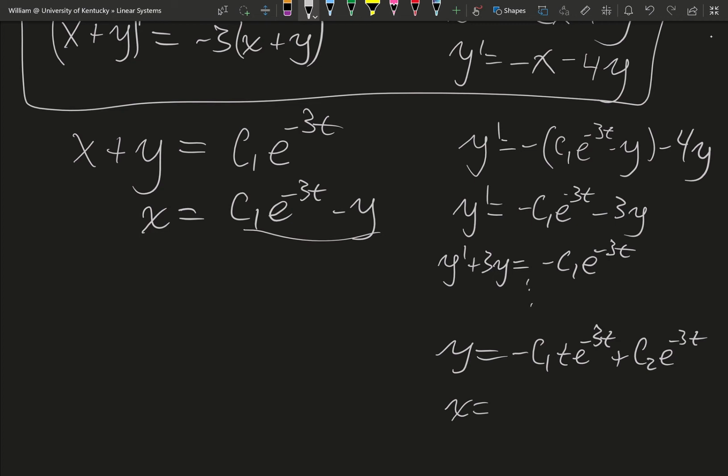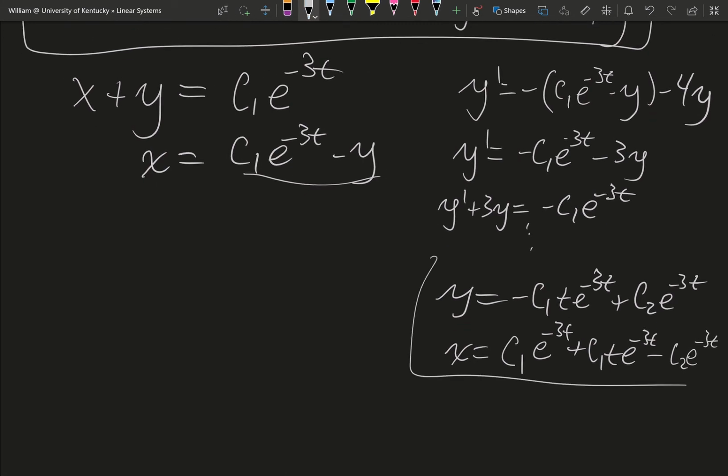x equals just c1 e to the -3t plus c1t e to the -3t minus c2 e to the -3t. Writing it back in vector form, we get something that looks like this.